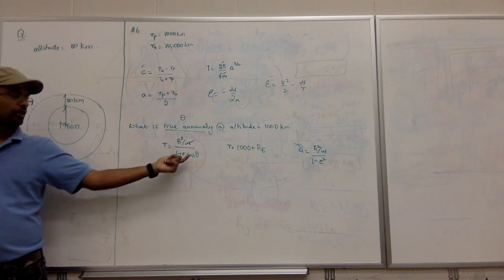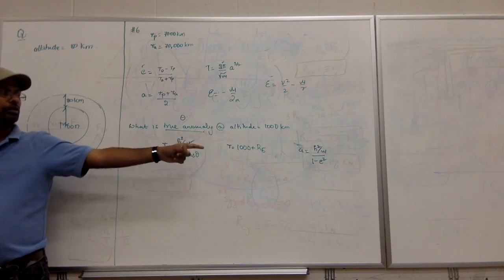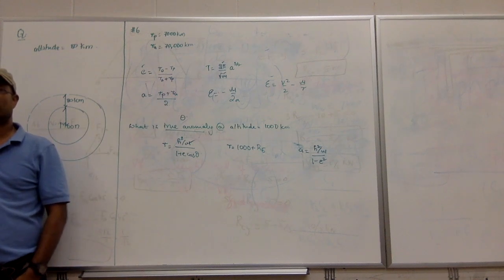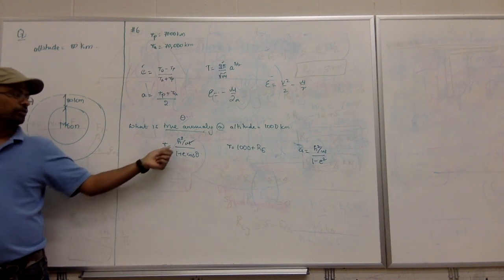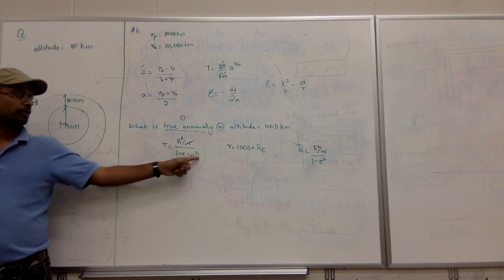Okay. You're given A, you're given E. You just move 1 minus E squared to the other side, you're going to get H squared over mu. Substitute that here. Your H squared over mu is known, E is known, R is given to you, you need to calculate theta.